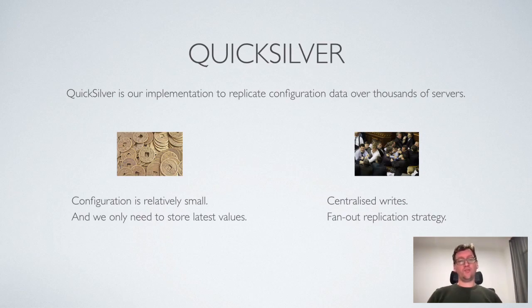Quicksilver wasn't affected by the money constraint much, because configuration data is really small, and we only need to store the latest value, not an entire history. And because we have centralized writes, and then fan out any changes to the edge, we didn't have a consensus problem either.